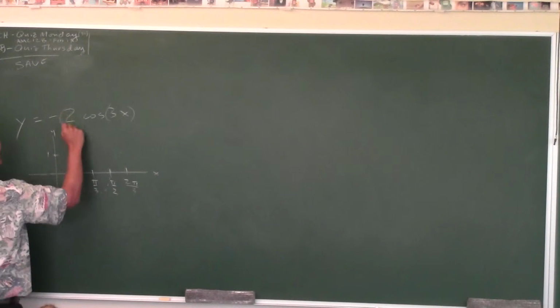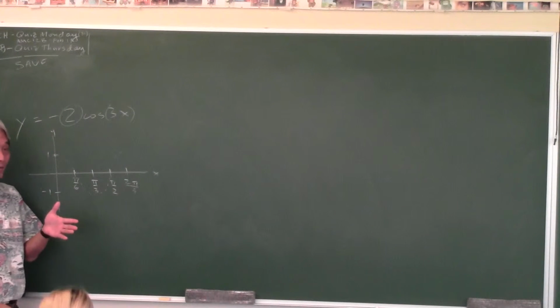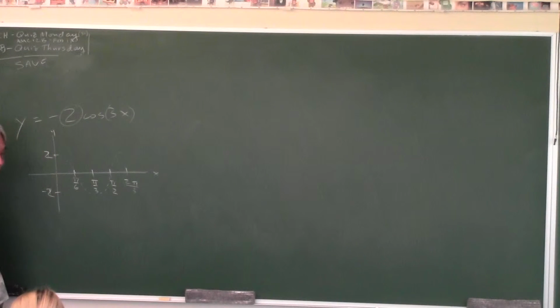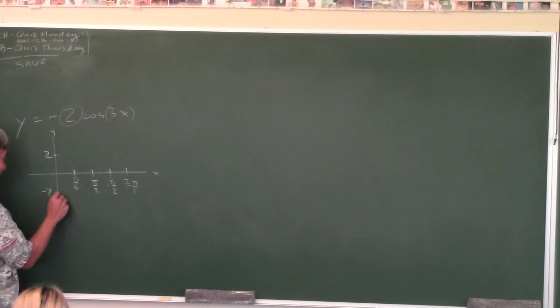Okay, now what does this do to the graph? It multiplies the y coordinates by 2, so 2 and negative 2. And then finally, what does that negative sign do? It reflects it over the x-axis. So if you flip it over the x-axis, this is what the graph looks like now.